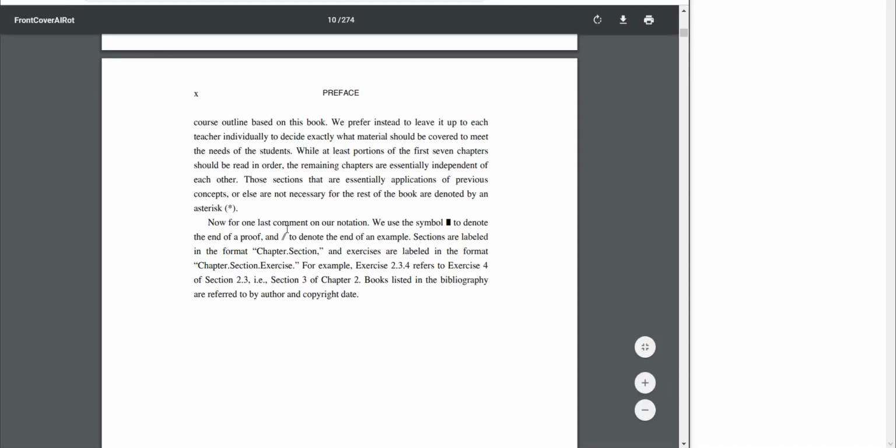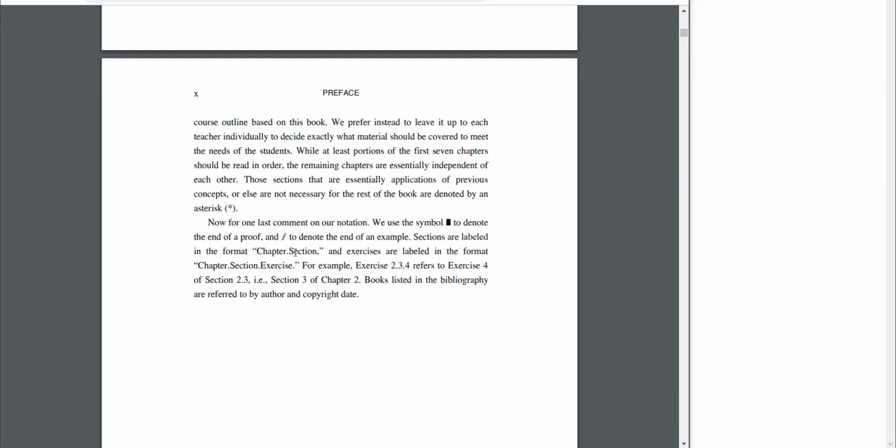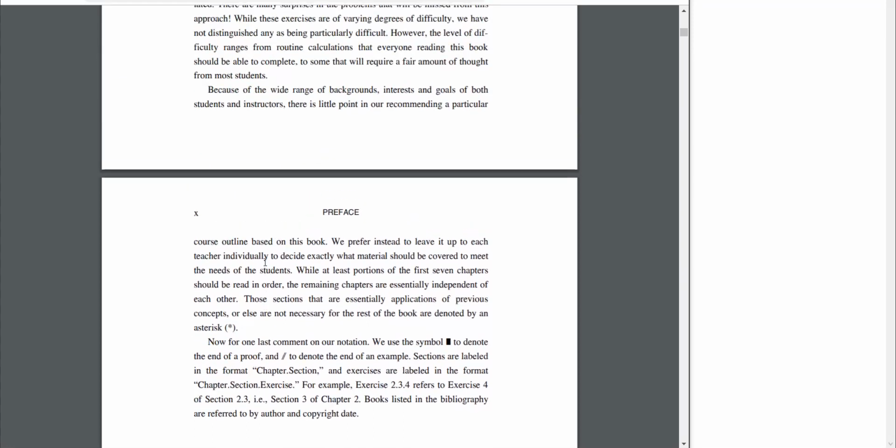Alright, now for one last comment on our notation, we use this symbol, a dimmed square, whatever, rectangle, to denote the end of a proof. Double forward slash denotes the end of an example. So this means the end of a proof, and this means the end of an example. Sections are labeled chapter, section, exercise 2, 3, 4. This is the typical form we see in textbooks.